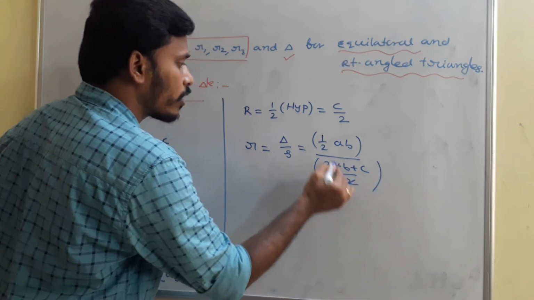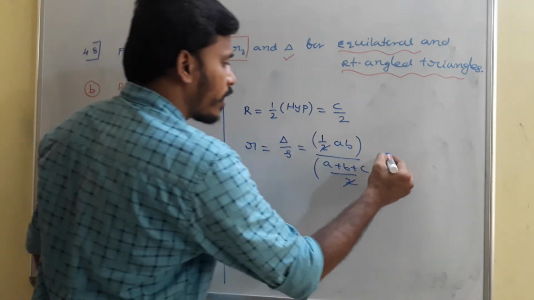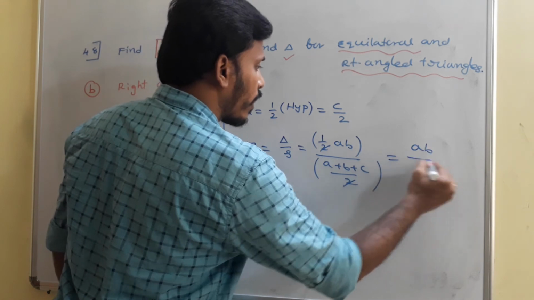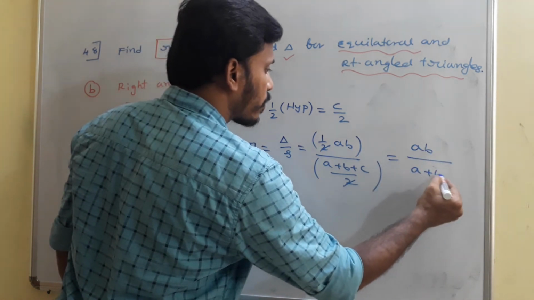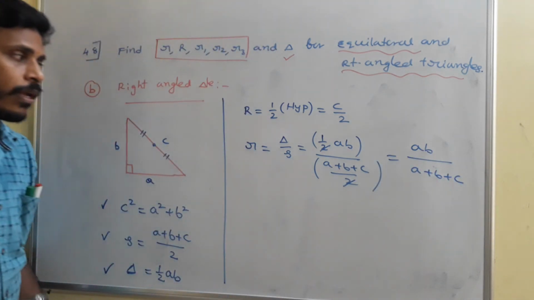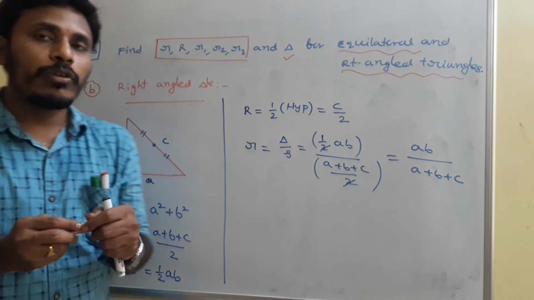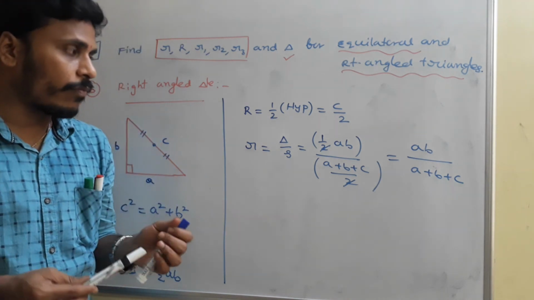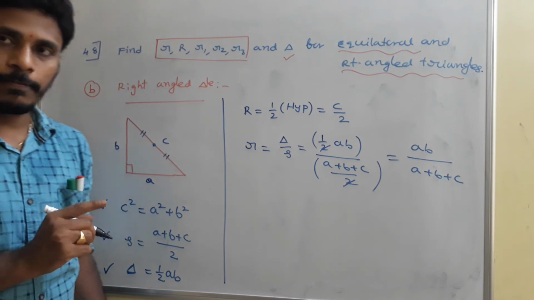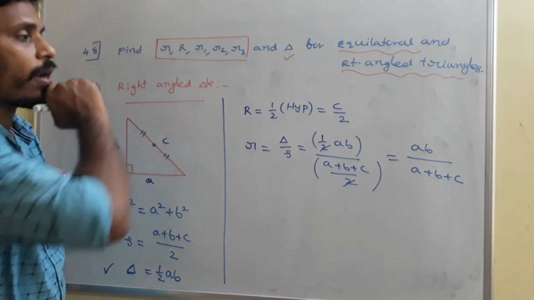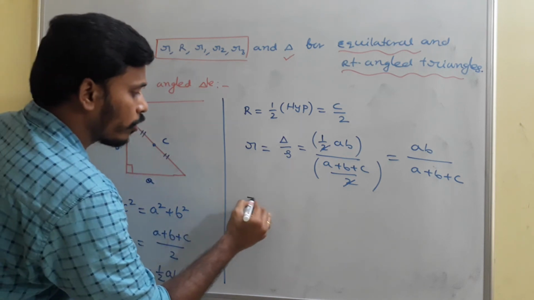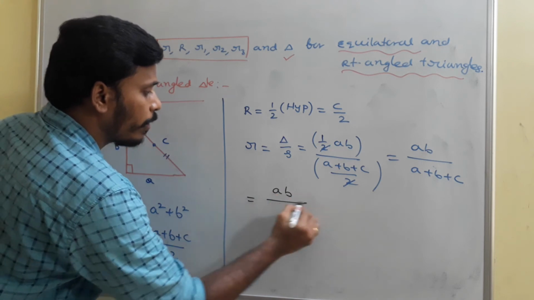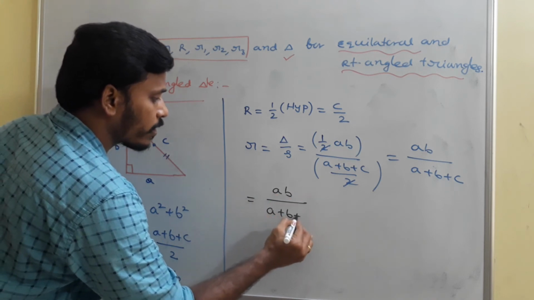Okay. And then you just cancel out that 2. Then what is the small r, the inradius? AB by (A plus B plus C). Just look there. Yeah, r is equal to AB by (A plus B plus C). Now I need to simplify something here. For that simplification, what I will do is, just look there. This is equal to AB by (A plus B plus C), right?